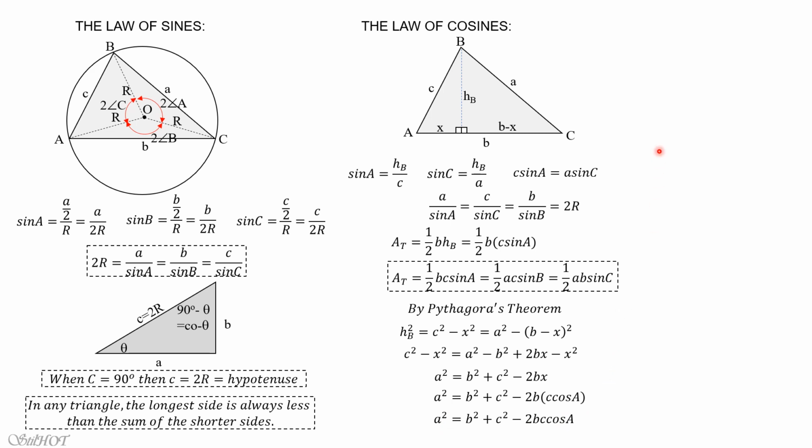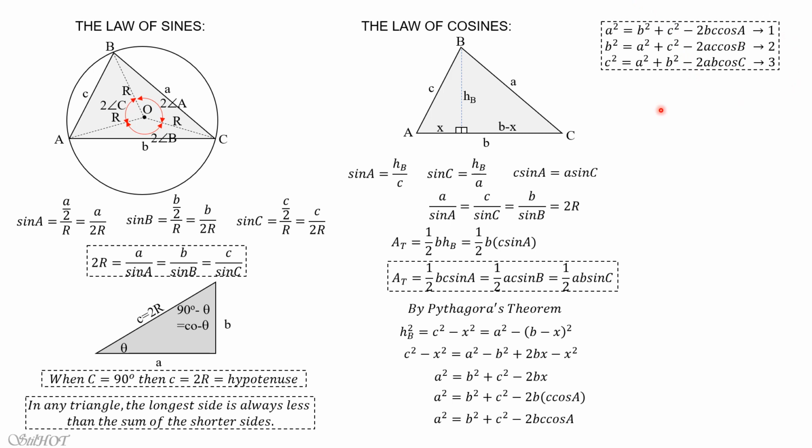So therefore, we just need to be familiar with one formula. A squared equals b squared plus c squared minus 2bc cosine angle A. Then b squared equals a squared plus c squared minus 2ac cosine of angle B. Then c squared equals a squared plus b squared minus 2ab cosine of angle C. So that's the law of cosines.